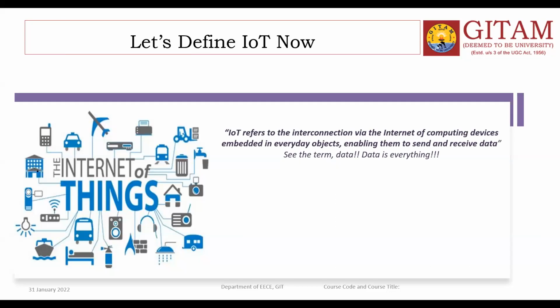Here is a small definition: IoT refers to the interconnection via the internet of computing devices embedded in everyday objects, enabling them to send and receive data. Each and everything in this picture is a computing device, or you can say an object or a thing, which has an internet connection so that they can talk. They can talk to each other, one with many, or many with one, whatever it may be. That is possible with the IoT. Communication means they can talk, by accessing the data.